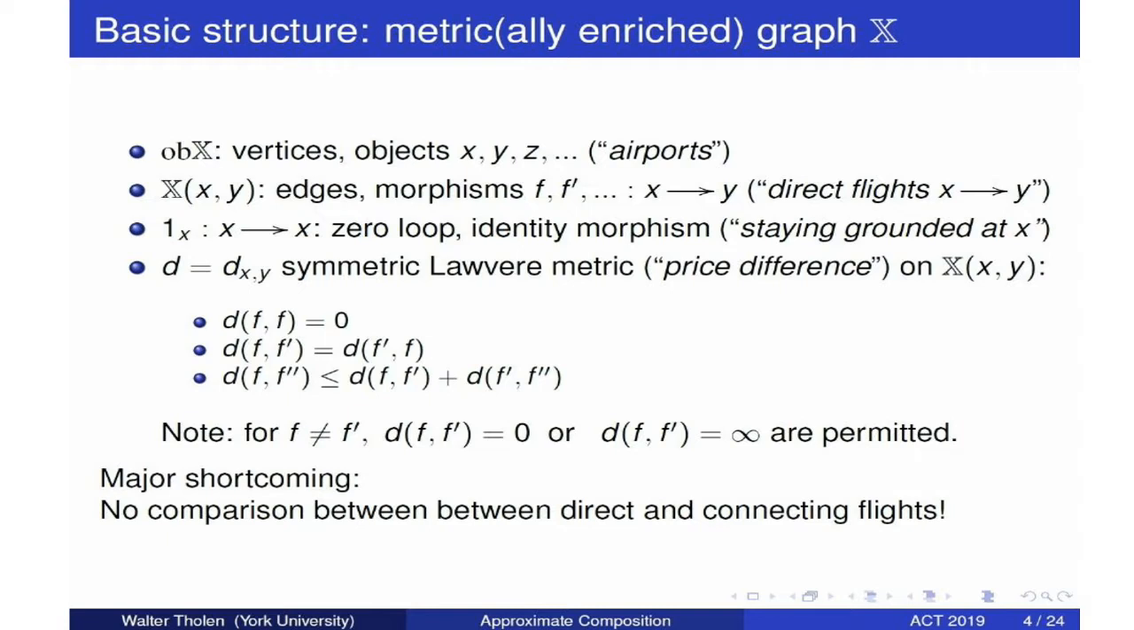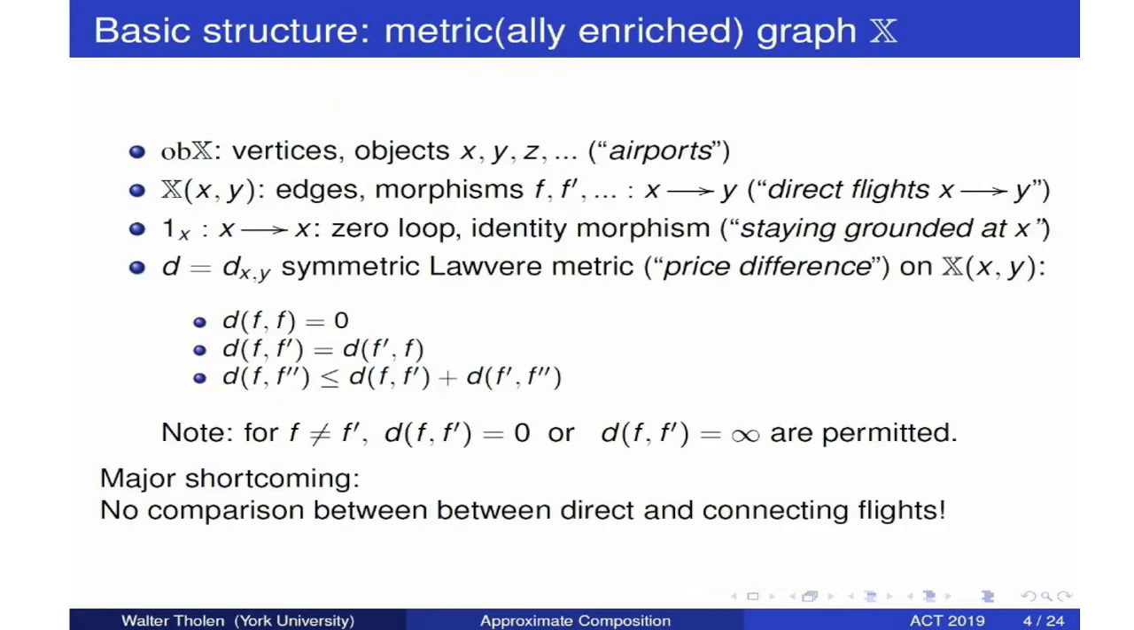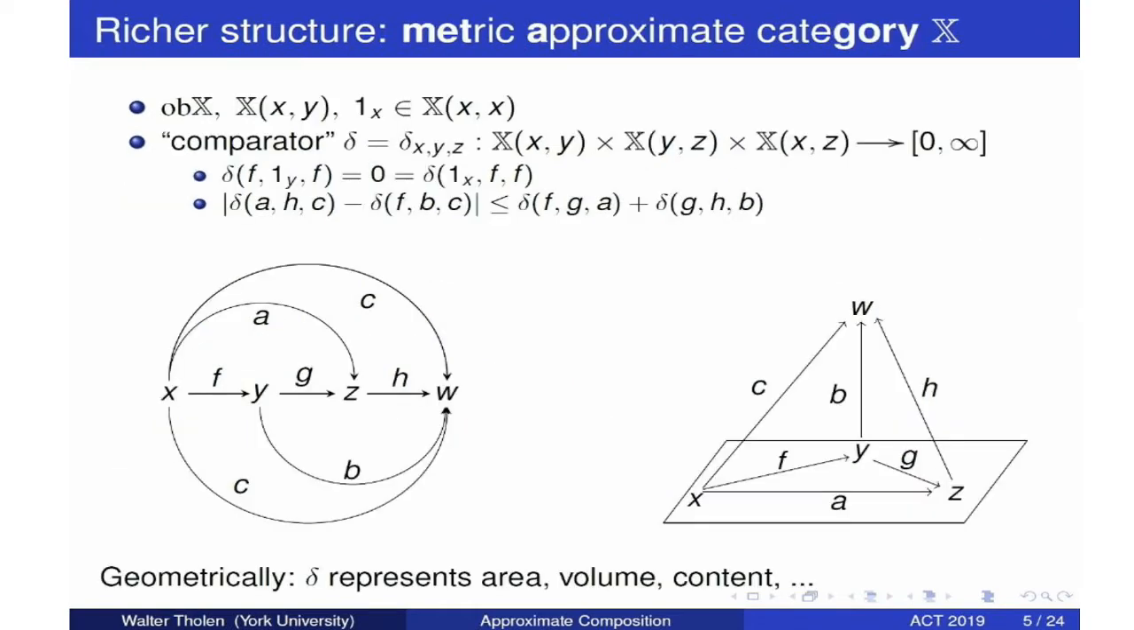But as I said, the thing that we don't capture is the inconvenience of connecting flights versus direct flights. So what I want to look at is a comparative function between connecting flights x, y, z, and direct flights. And what I like to assume is that... Am I jumping too fast? Oh, I was jumping too far. OK, so I have objects, airports, I have these flights, I have the thing that is environmentally right, stay grounded, do nothing, and I have this metric, and I have this. So now let's go to this comparator.